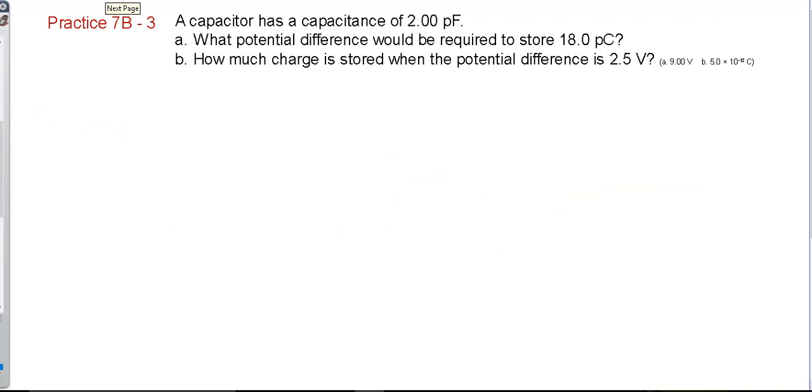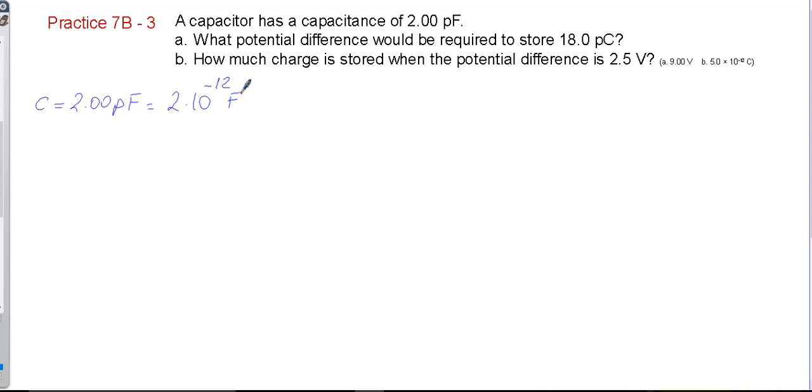A third question, again practice 7b, problem 3. Now a capacitor has a capacitance. Capacitance is given, C is equal to 2.0 picofarad. If you don't know, pico is 10^-12, so I will write it as 2×10^-12 farad.